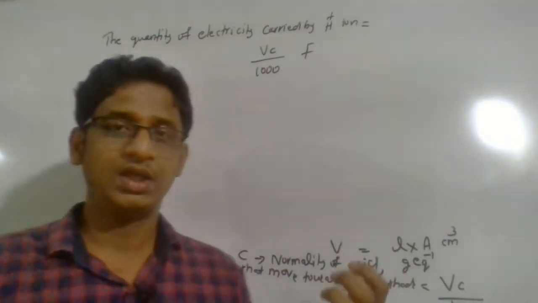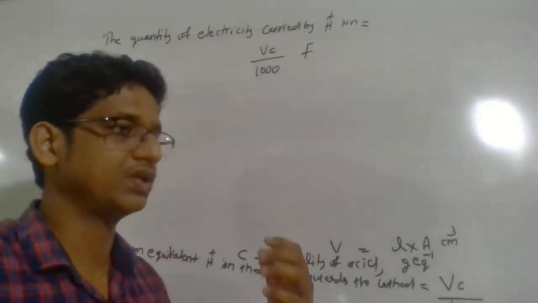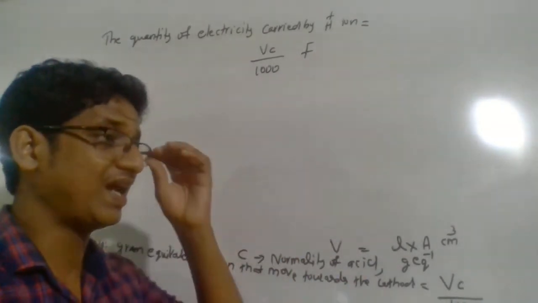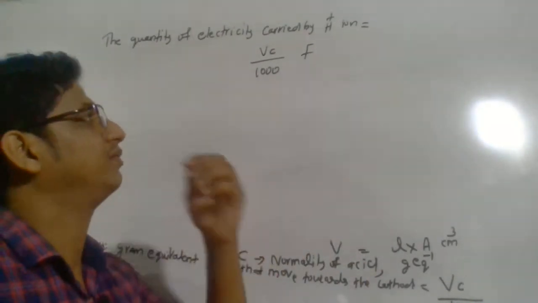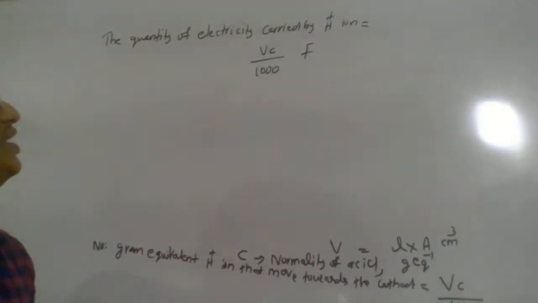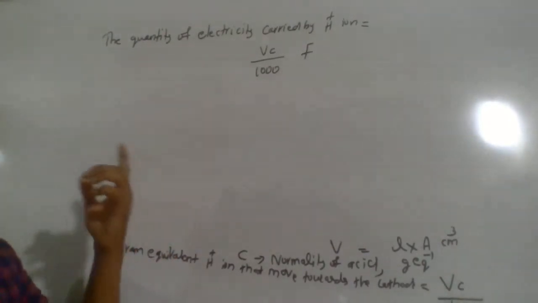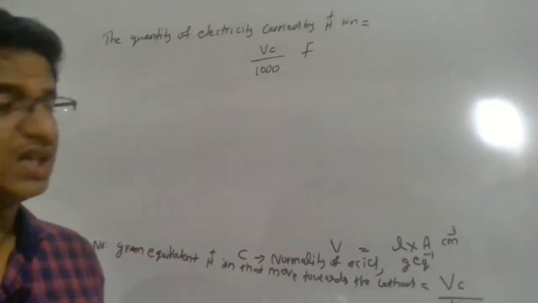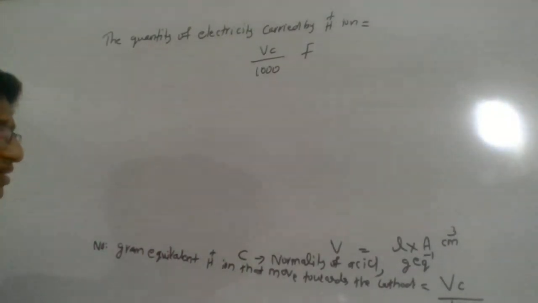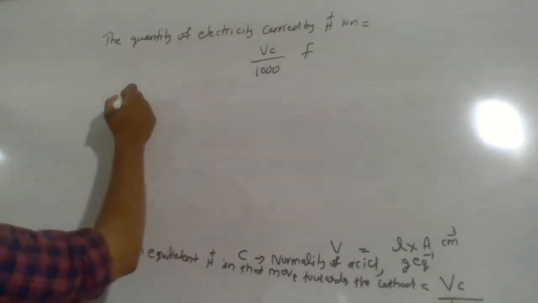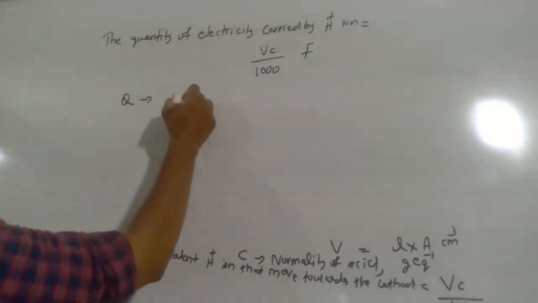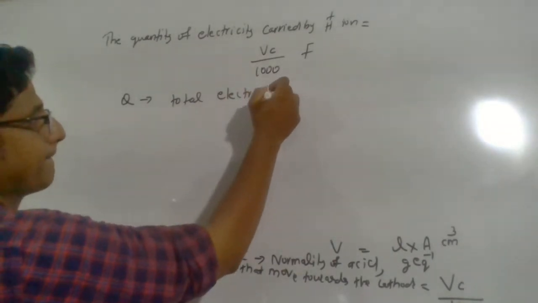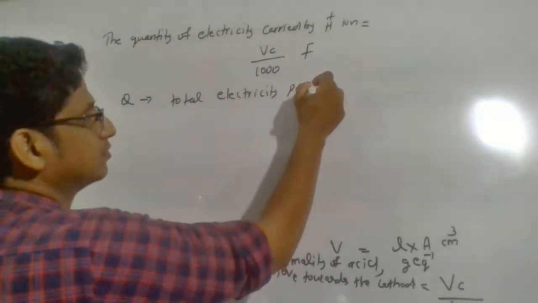We know some concentration of H plus ion is moving towards the cathode. So we want to determine the electricity carried by the H plus ion which is moving towards the cathode. That will be the quantity of electricity carried by H plus ion, Vc divided by 1000. Now we can understand what the total is. Let Q be the total electricity passed through the solution.